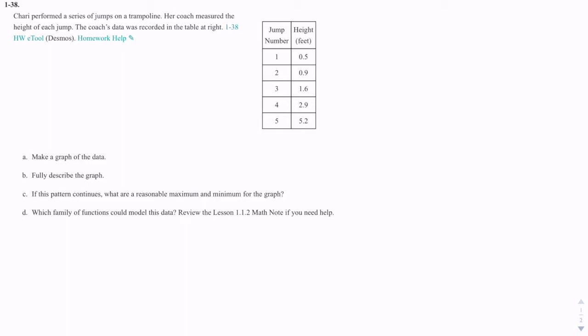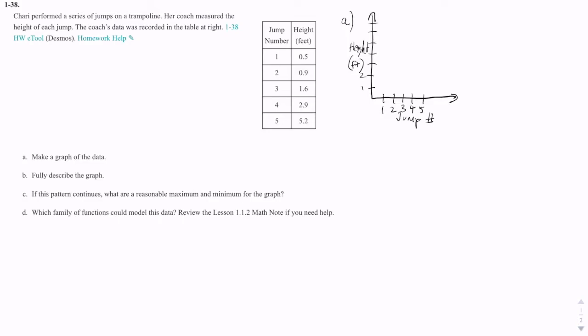So question A says make a graph of the data. So here's A. So a graph of the data, right? So the X is going to be the jump number, right? Jump number. And the Y is going to be the height, and I should specify in feet, right? Feet. And we can go, I don't know, 1, 2, 3, 4, 5, 6, 7, right? And then for jump number, 1, 2, 3, 4, 5. That's all I have.